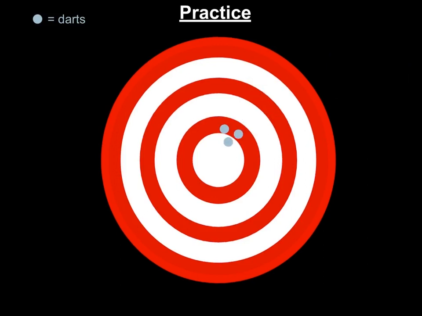Next, we have this target. Here, the darts are all near one another again, but this time they are much closer to the center of the target. Now, we have good accuracy and good precision, with no errors.